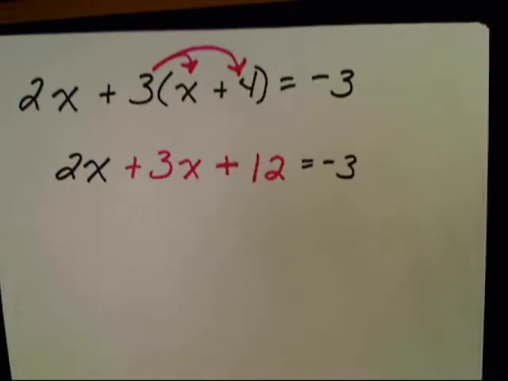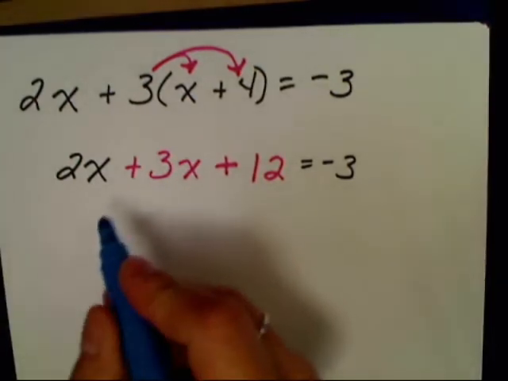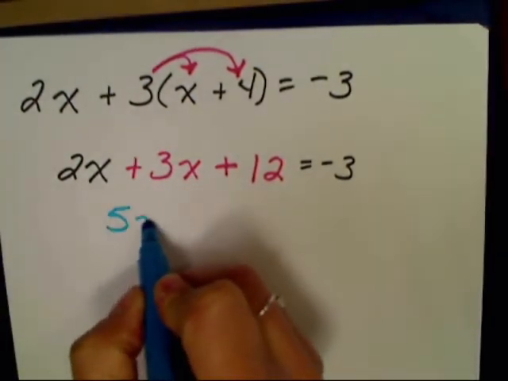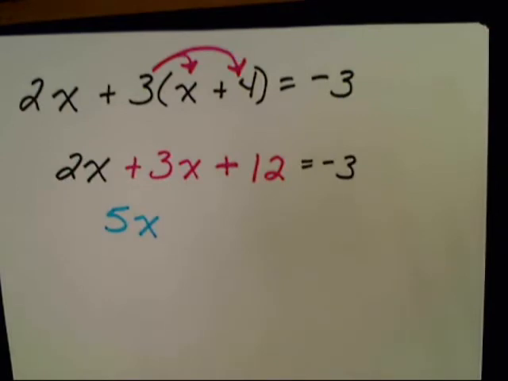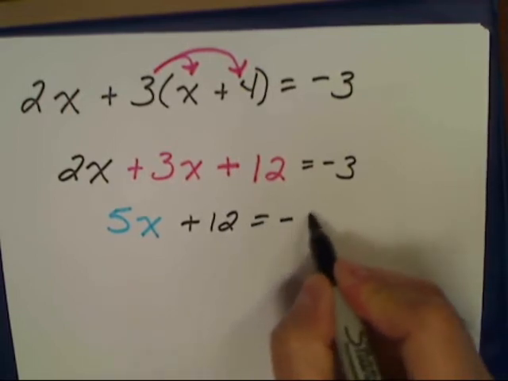Now in this particular problem, we just have some like terms that are being gathered. On the left side, we have a 2x plus a 3x, so that would give us 5x. We're not moving it across an equal sign, so the sign does not change. So we have 5x plus 12 is equal to negative 3.